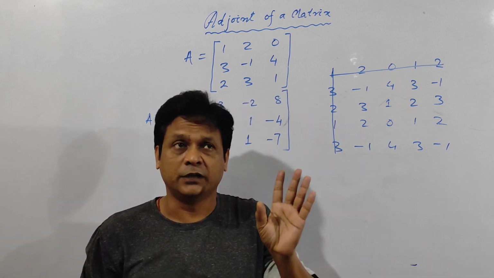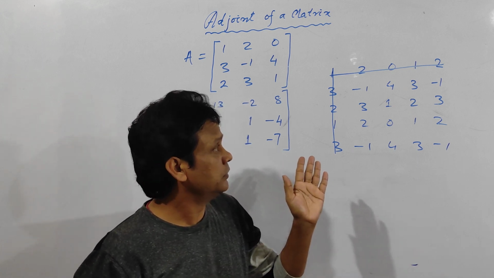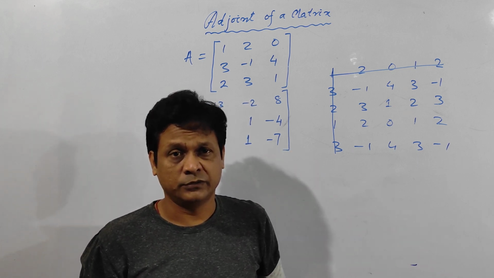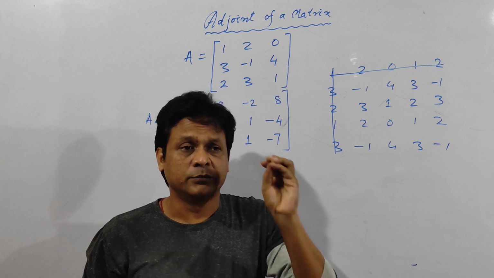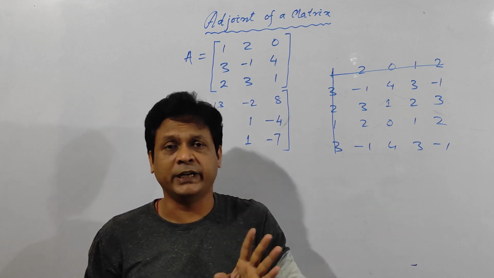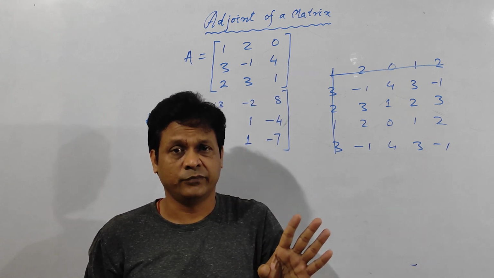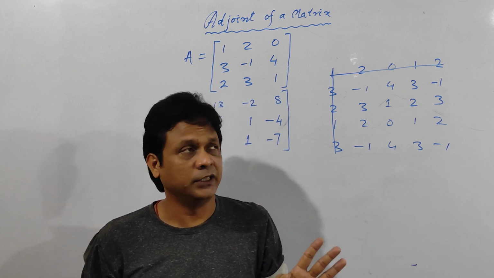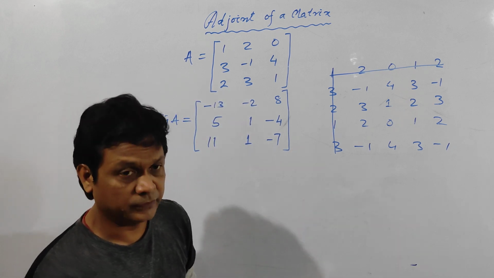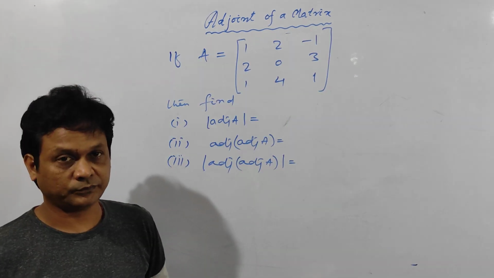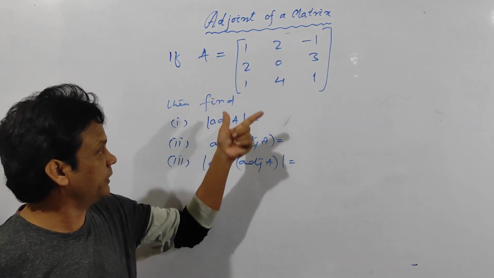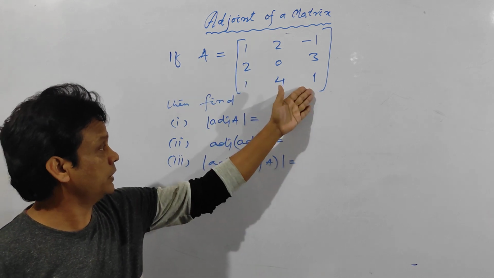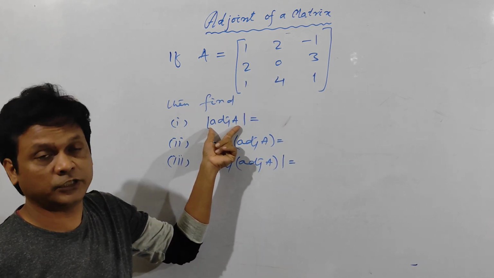Clear? And all the teachers are saying that the students are committing errors only in sign, whether positive or negative. Clear? Now, see here. I have given 3 questions. If A is equal to this one, you want to find out the determinant of adjoint of A.